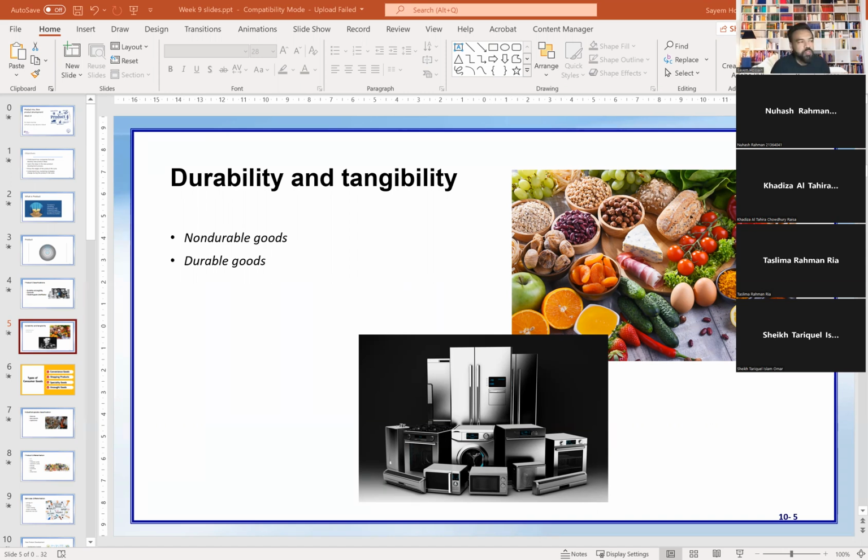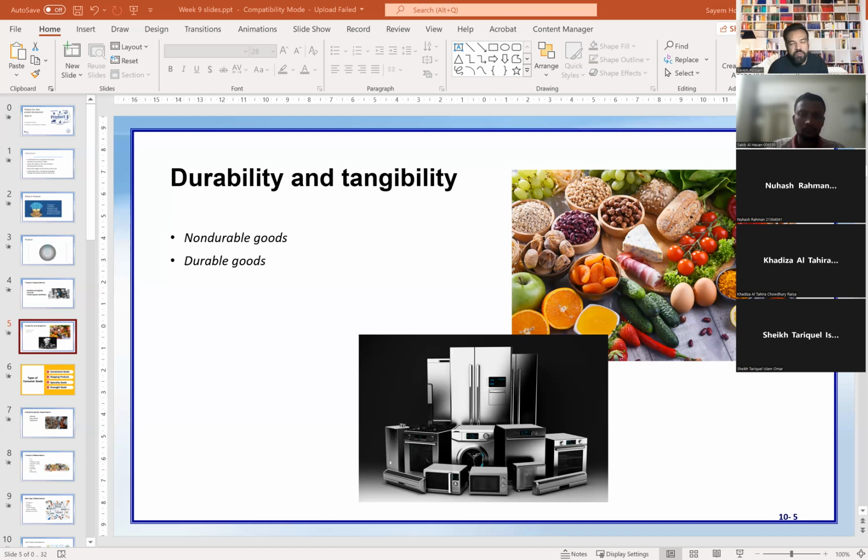But there are some products which are known as durable products. Like, you buy a TV, you buy a fridge, you buy a washing machine, you buy a car, you buy a watch, you buy a smartphone. These are all durable. That means they will stay. They have a lifespan, but they're not going to live forever. But that's from the degree of durability.